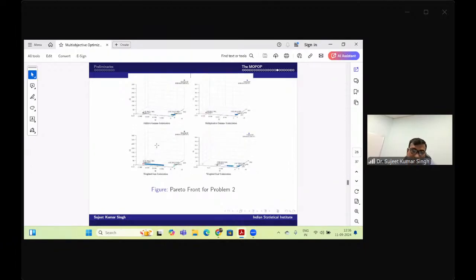And then this is the second numerical problem. This is the solution with additive gamma. This is the solution with multiplicative gamma, weighted sum, and weighted goal. Here you can see the third figure.